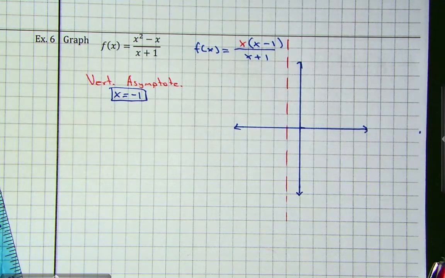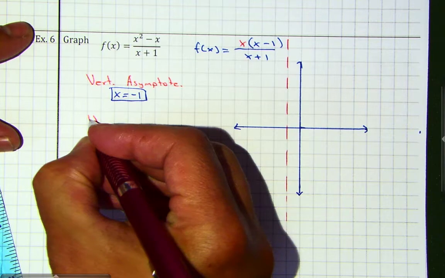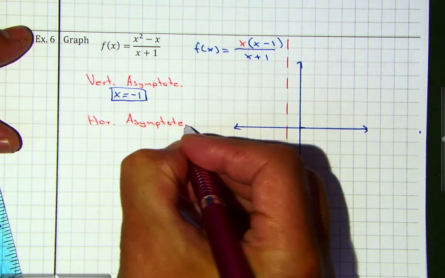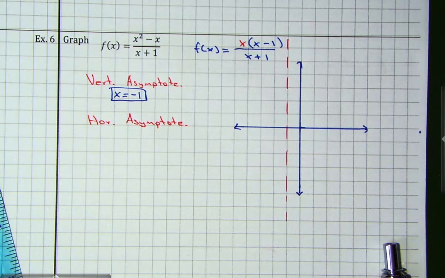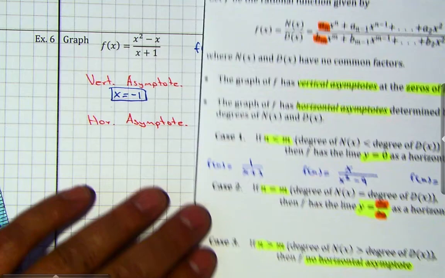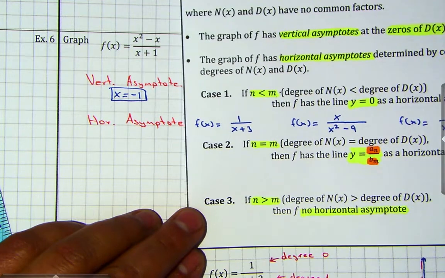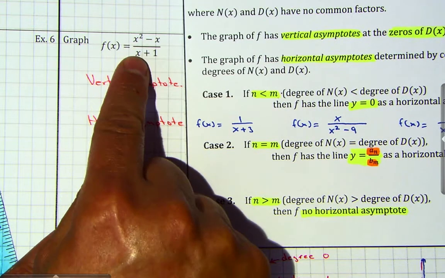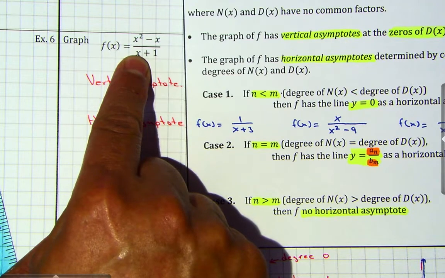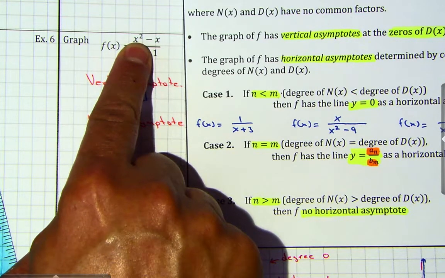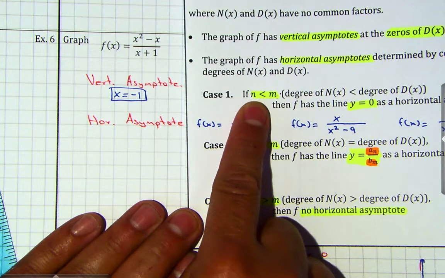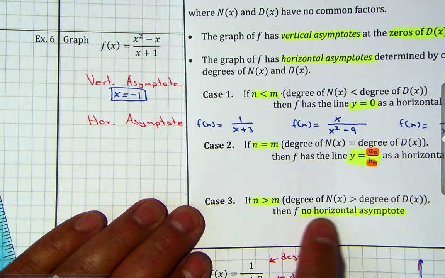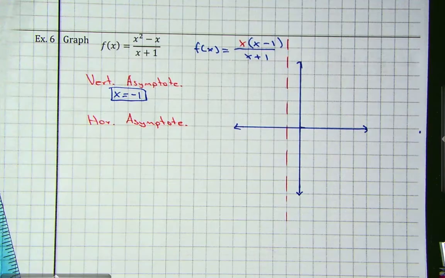Now your horizontal asymptote. To find your horizontal asymptote, I need to be able to determine whether it's case 1, case 2, or case 3. So let's see. In this case, the degree of the numerator is 2. The degree of your denominator is 1. So therefore, the degree is greater on the numerator. So no, it is not equal. So it'll be the third one. Therefore, it has no horizontal asymptote. None.